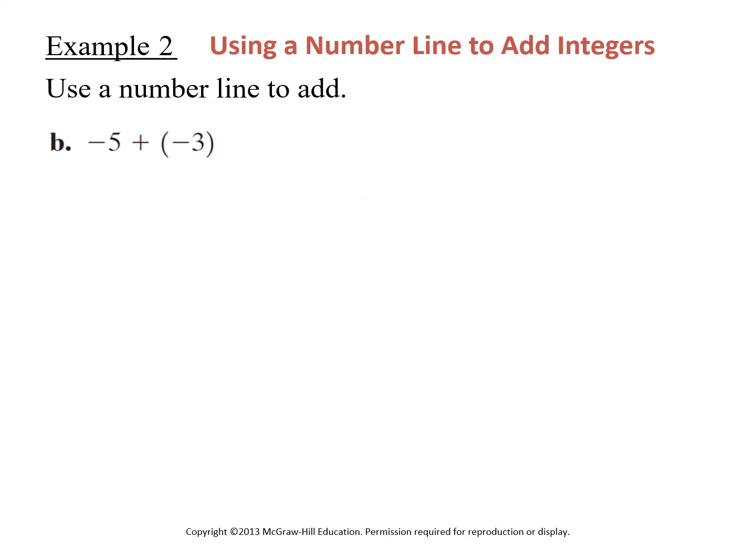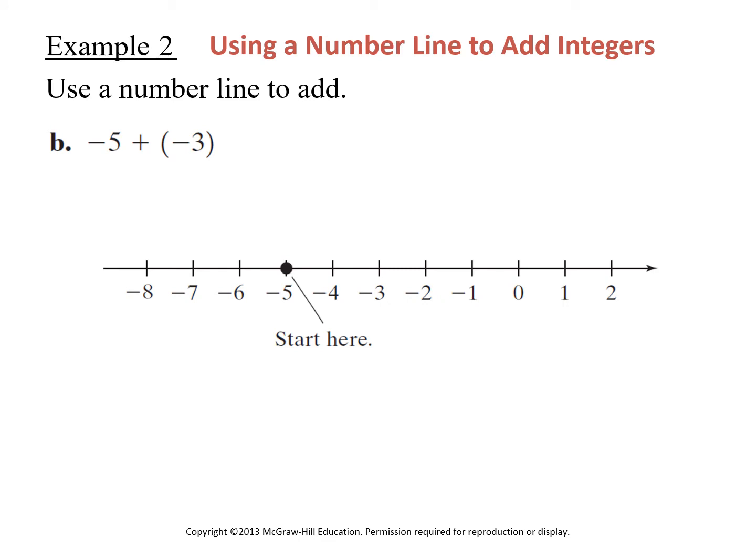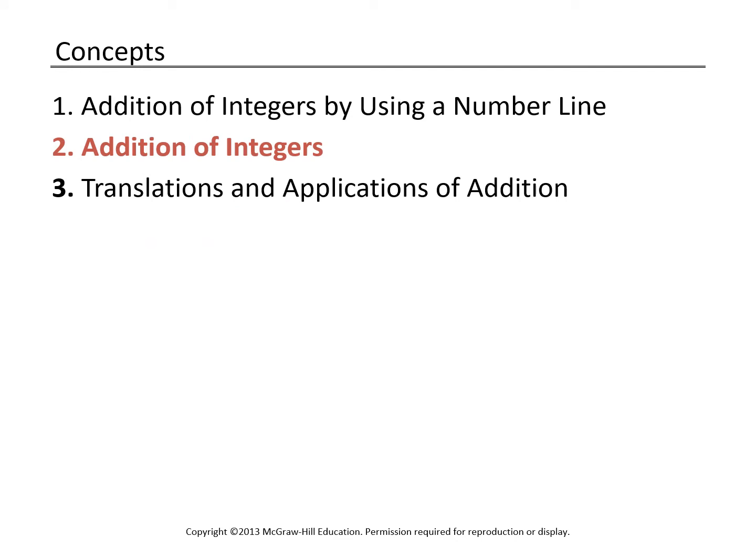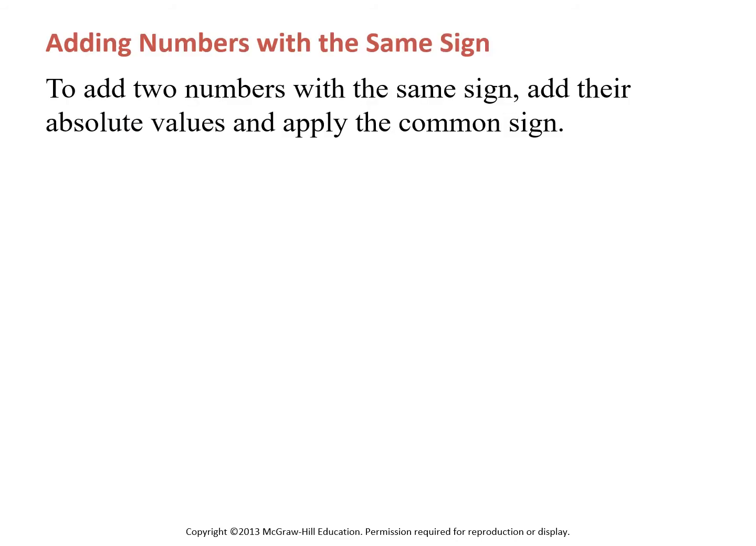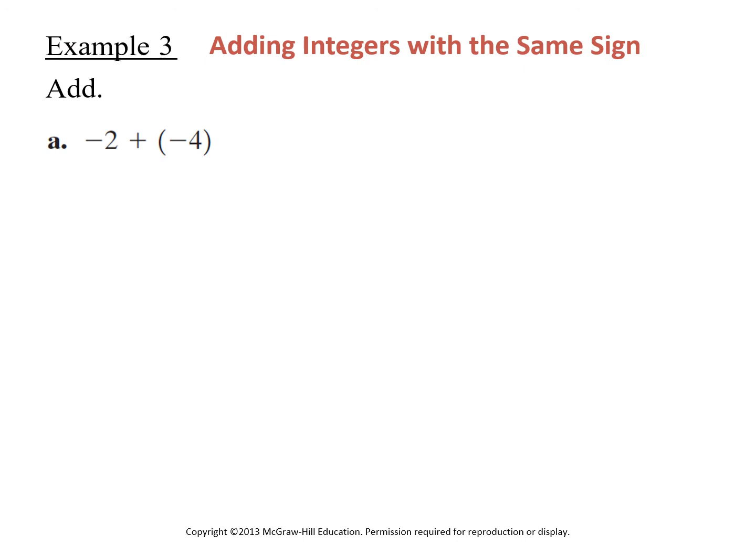We'll use a number line to add -5 plus -3, so we start with -5. Adding -3 moves us 3 units to the left, and so -5 plus -3 is -8. Now we'll look at addition of integers without a number line. To add any two numbers that have the same sign, we add their absolute values and apply the common sign. So if we have -2 plus -4, we're going to add 2 and 4, and they're both negative.